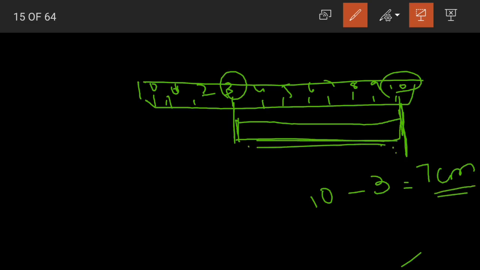7 centimeters. So what can we conclude from this? To measure the length of an object using a scale, what should you do? You should subtract the two numbers at the end points. Here the end point is at 10 and here it is at 3. The bigger number minus the smaller number.